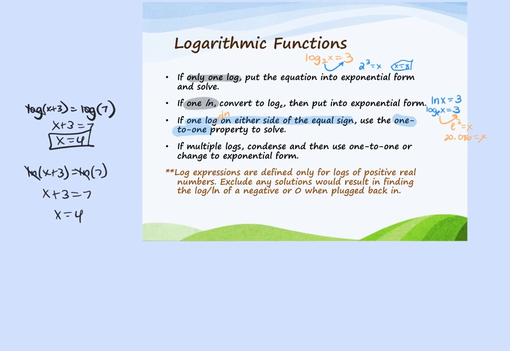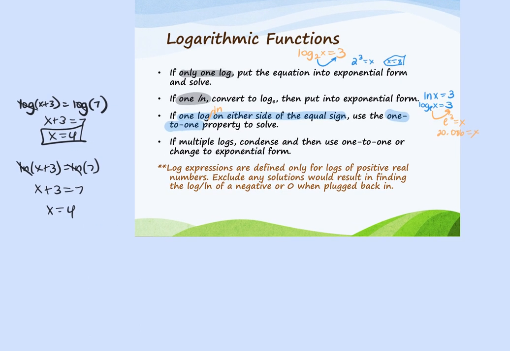And the last is if there are multiple logs on either side of the equal sign or on both sides of the equal sign. Your goal is to condense using your log property. If it's addition, when you condense, it becomes multiplication. If it's subtraction, when you condense, it becomes division. And then if what remains is 1 log, we convert to exponential. If what remains is 1 log on either side of the equal sign, we use the one-to-one property and solve it.